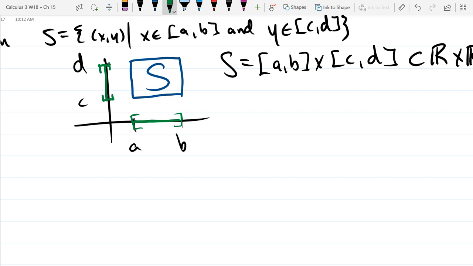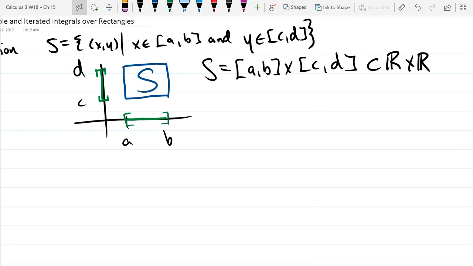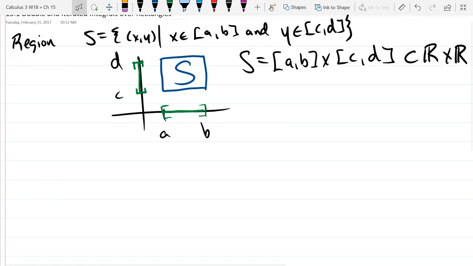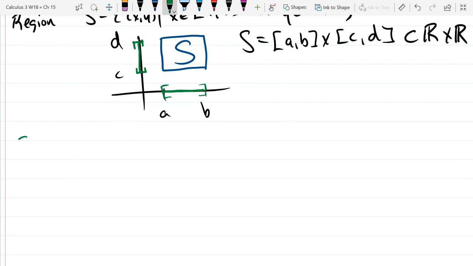So this is just a shorthand way of writing out the set. Instead of writing all numbers in this set, cross with all numbers in this set, you can just cross the sets themselves like that. So any questions about that idea? This is going to let us do things a lot easier when it comes to actually integrating. So we're going to look at surfaces over S.